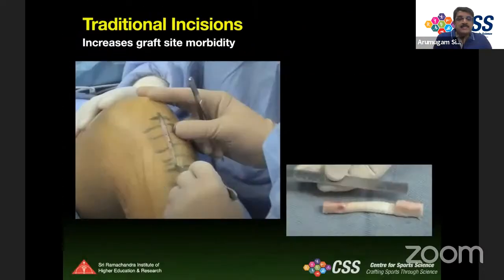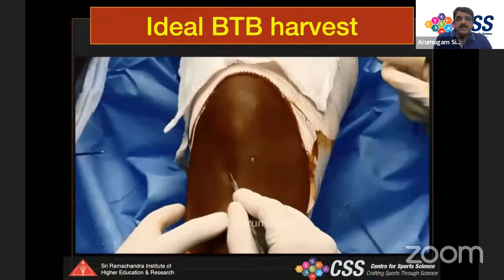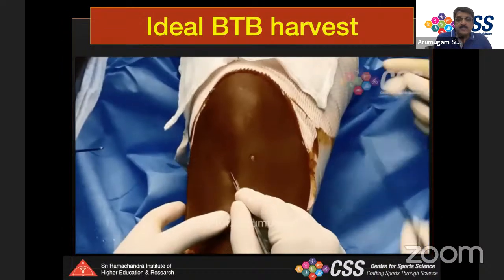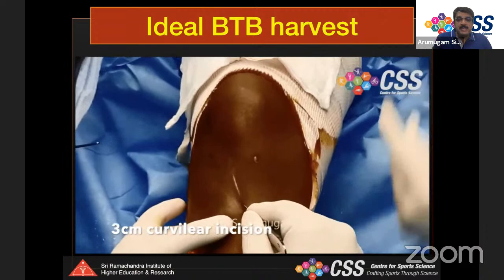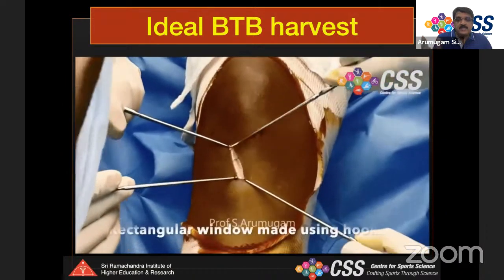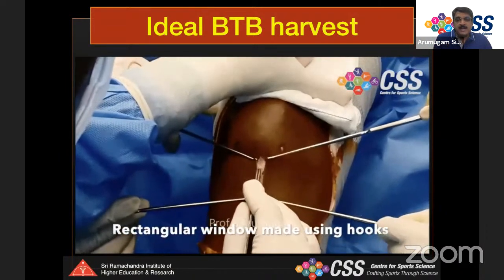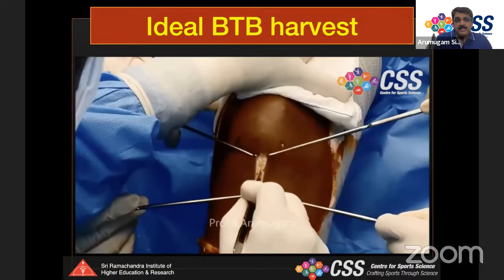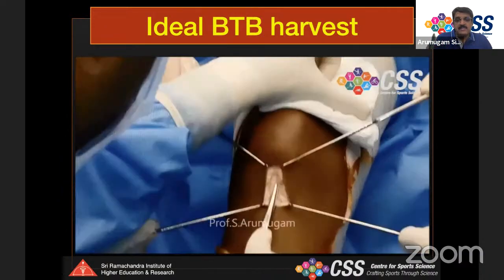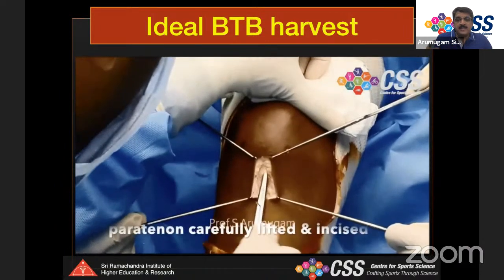So the traditional incision, when you talk about BTB version 1, is the incision we used to do: a 10 to 15 centimeter midline incision, because the knee is in a fixed position. Whereas in BTB version 2, we do a mobile window technique. I'm going to show this video. The knee has to be in about 30 degrees of knee flexion to start with, the curvilinear incision. Then you make a mobile window, and the further incision is on the midline. So the skin incision is not on the midline; further than that, all in midline.